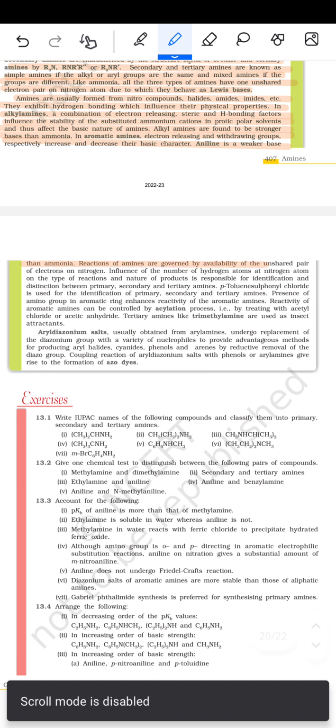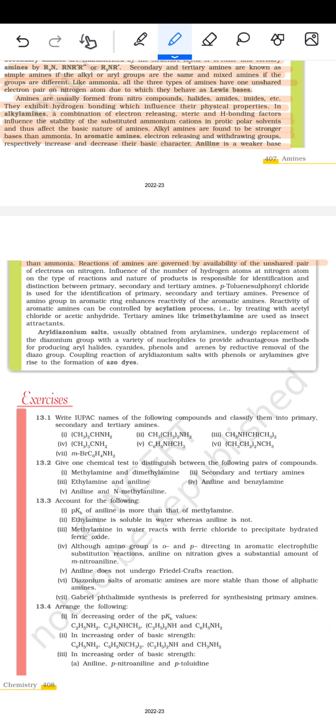Reactions of the amines are governed by the availability of the unshared pair of the electrons on the nitrogen, the influence of the number of the hydrogen atoms at the nitrogen atom, the type of the reaction and the nature of the products responsible for the identification and distinction between the primary, secondary, and the tertiary amines. Paratoluene sulfonyl chloride is used for the identification of the primary, secondary, and the tertiary amines.